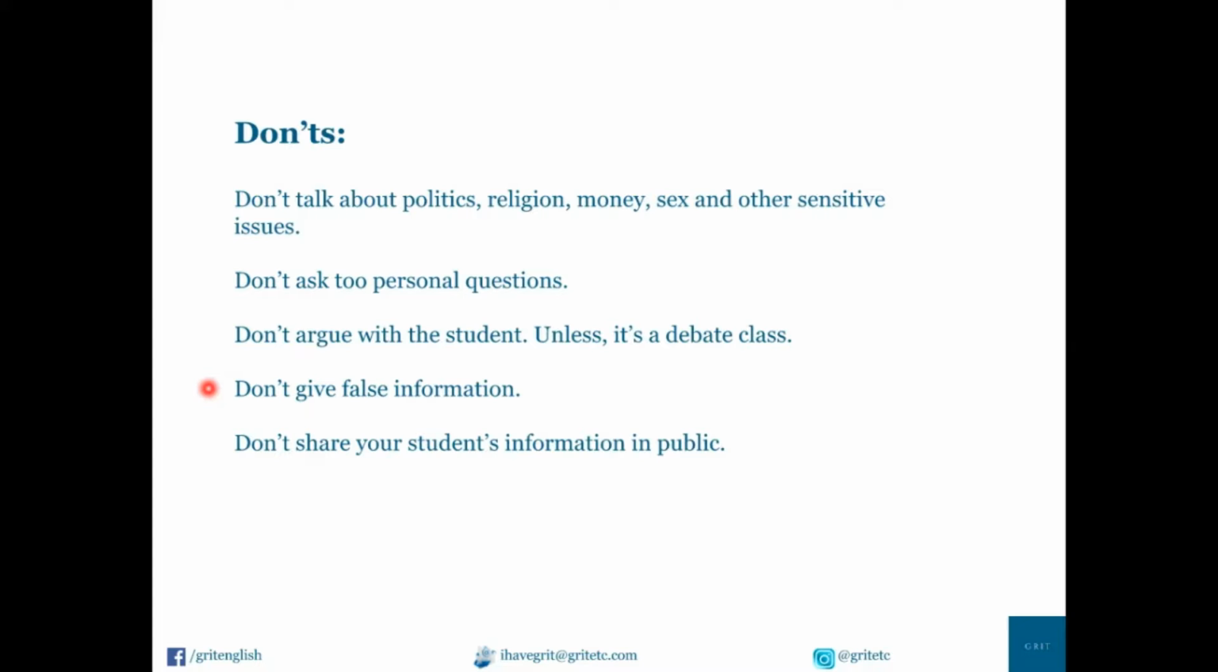If unintentionally you gave false information to the student and then later on you realize, oh, it was wrong, go back to that student. If you have the right information, give it to the student. It's better to correct yourself than to let your student think that you are right when in reality it's wrong. So it's better to accept your mistake, apologize about it, and correct it if you can.